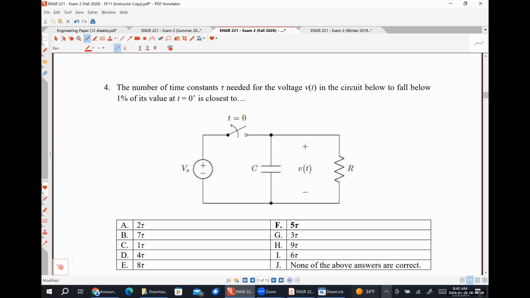So as far as your test is concerned, though, 5 time constants is by definition the amount of time it takes for the signal to drop to less than 1%, which is the time that engineers have arbitrarily said means our capacitor is fully charged or fully discharged. So next. Yes, ma'am.